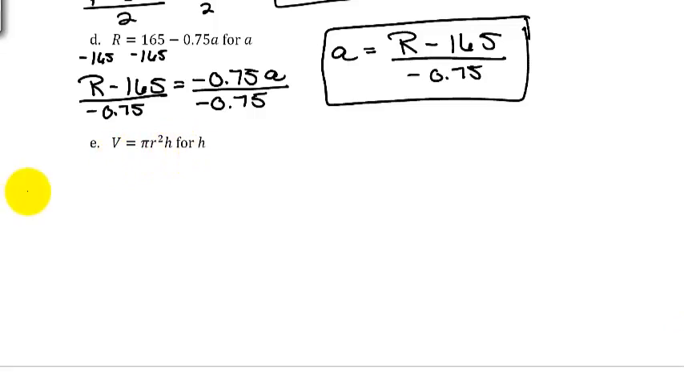And our last example, V is equal to pi r squared h, and we want to solve it for h. So all of this on the right-hand side is multiplication, so all we need to do is divide by the pi r squared on both sides. So that gives us the formula h is equal to V divided by pi r squared.